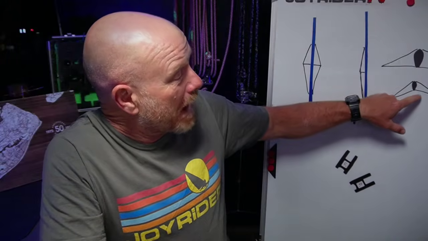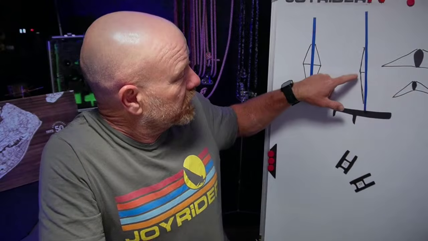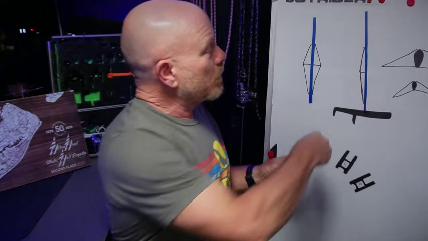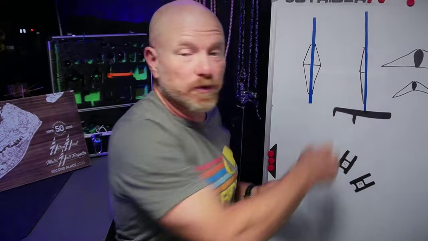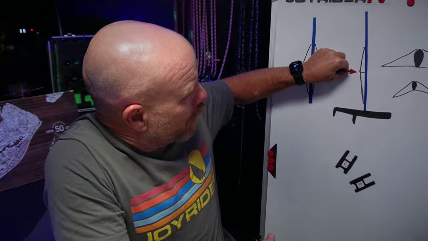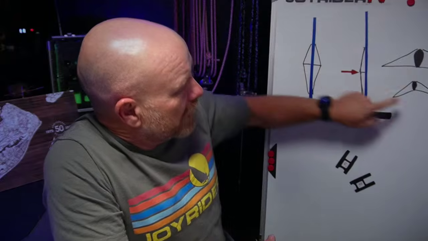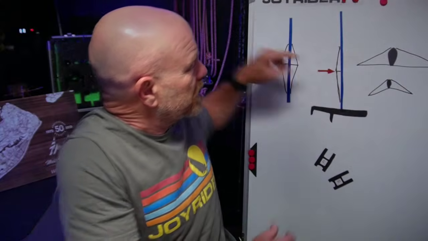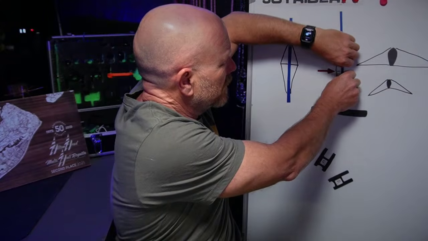The further back we put the spreaders, so here's the spreaders on this one, when we tension the wires, these are diamond wires, it's going to push here. If we have more spreader rake, like on this one, that's going to push this part of the mast forwards, and that is going to give us what we call pre-bend.